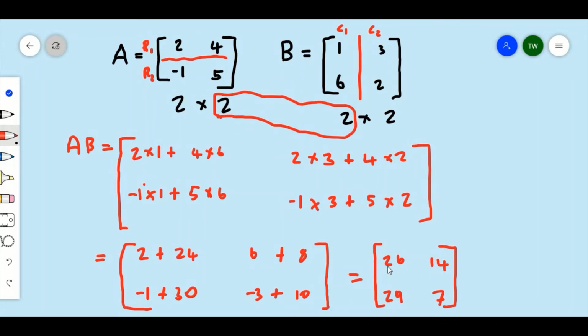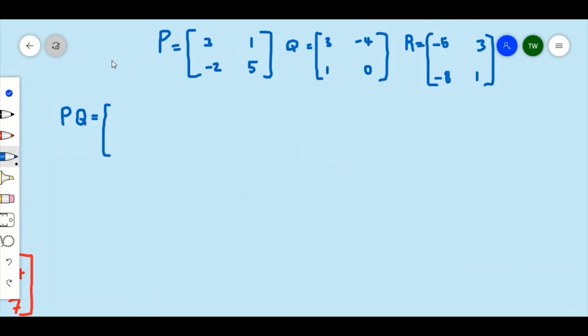And note here that our resulting matrix is actually a 2 by 2 matrix. Alright? 2 rows and 2 columns. So that's how you multiply matrices. Let's look at some other example.